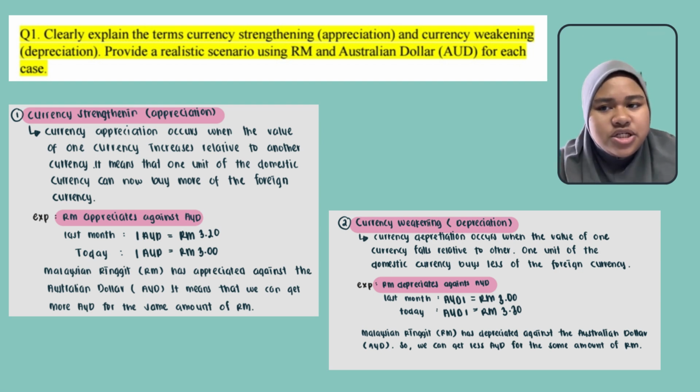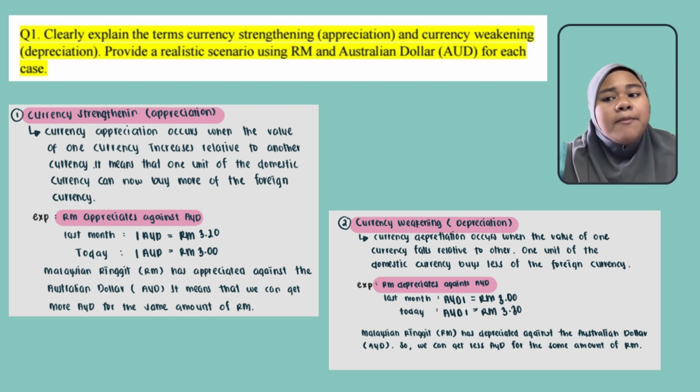Currency appreciation occurs when the value of a country's currency increases relative to another currency. In other words, we can buy more of a foreign currency with the same amount of our own currency. On the other hand, currency depreciation happens when the value of a country's currency decreases relative to another currency. This means that it takes more of our currency to buy the same amount of foreign currency.